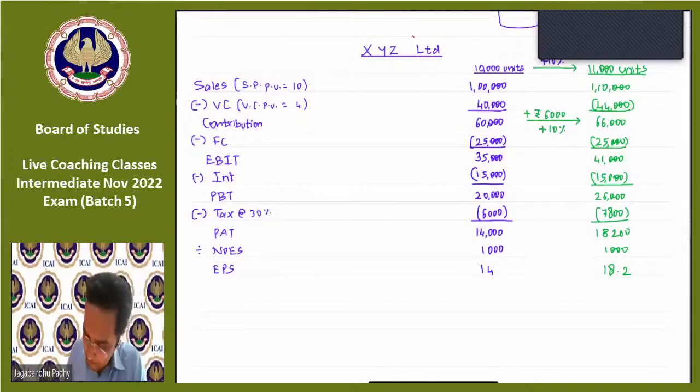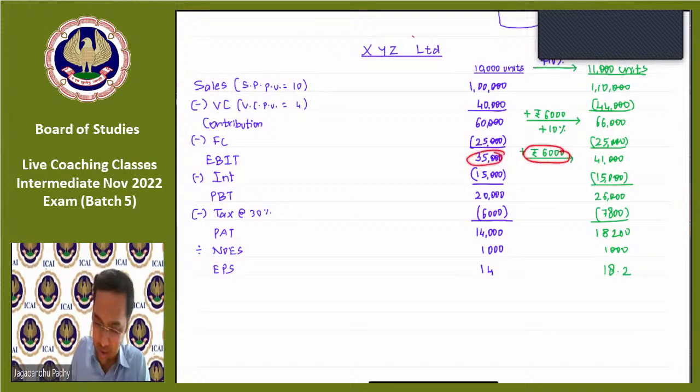Right? Then look at this change in EBIT. So EBIT has also changed by 6,000, but is the percentage the same? Earlier my EBIT was 35,000. It has become 41,000. So by what percentage has it changed? It has changed by 6,000 divided by 35,000. That will become 17.14%.